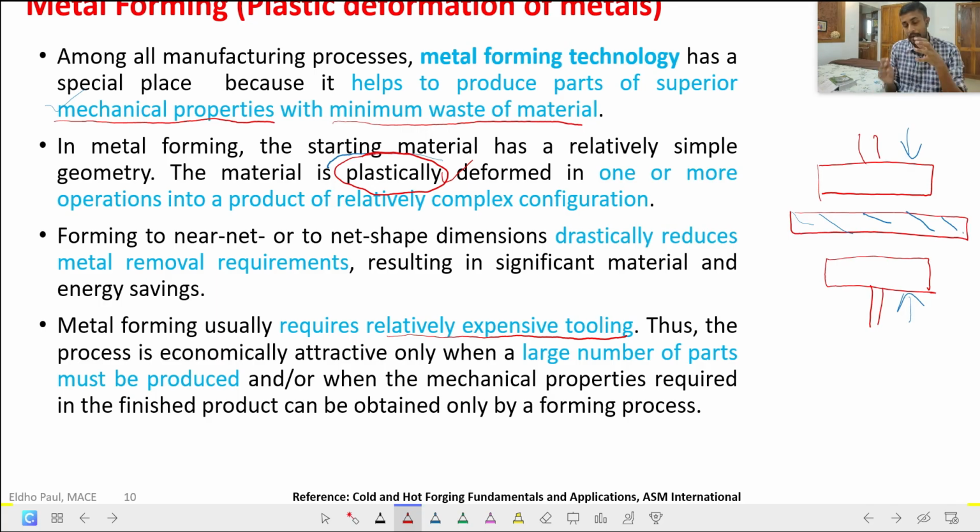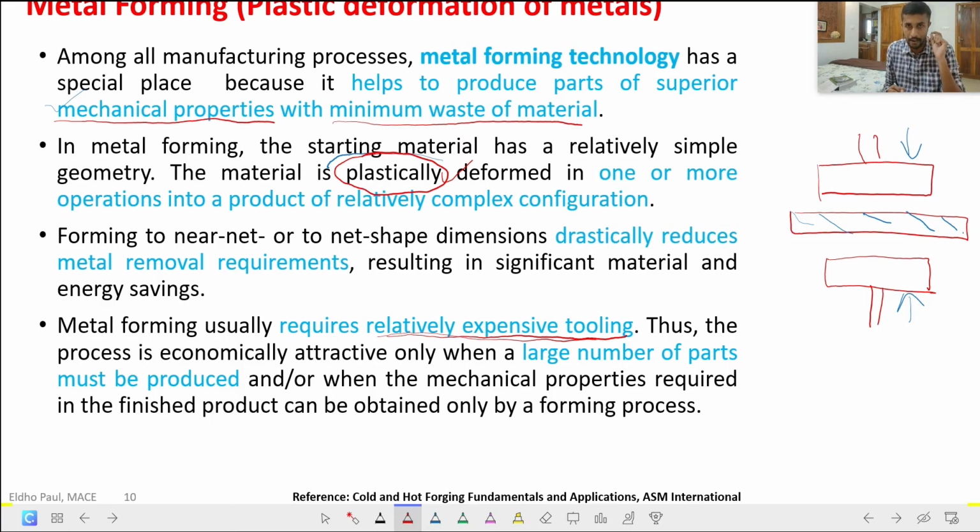When the number of components is increased, the total equipment cost is divided among each component. So the cost per component will be less in the case of metal forming mass production. But if the number of components is very low, the purchase of expensive tooling is not a recommended option. That is very important. Relatively expensive tooling has to be used, thus the process is economically attractive only when a large number of parts, or mass production, must be produced.